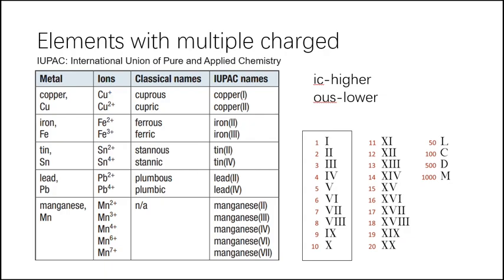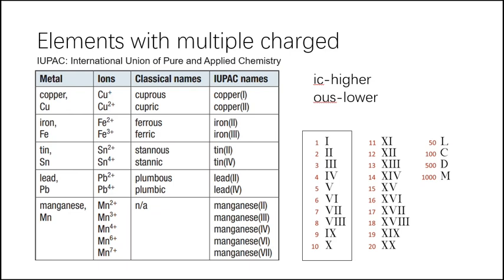The elements with multiple possible charges are called multivalent elements. Below is a table of some multivalent elements you need to memorize in grade 11. In the classical naming system, the suffix -ous refers to the ion with a lower charge, while the suffix -ic refers to the ion with a higher charge. However, this naming system only applies to elements that have exactly 2 charges.